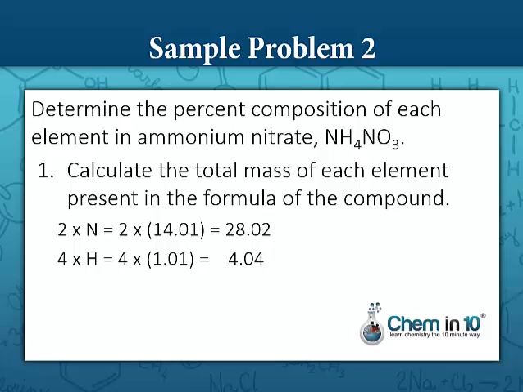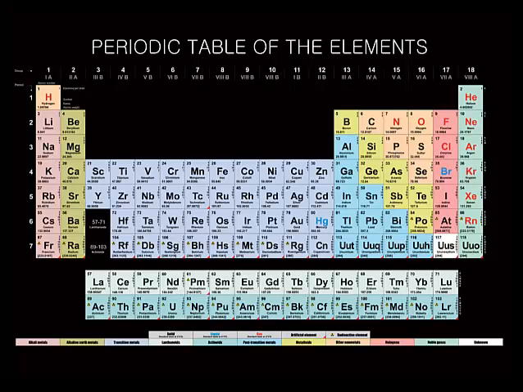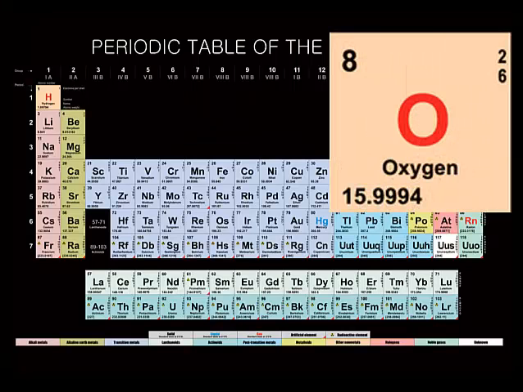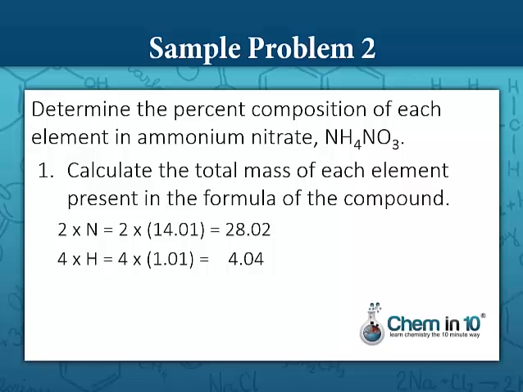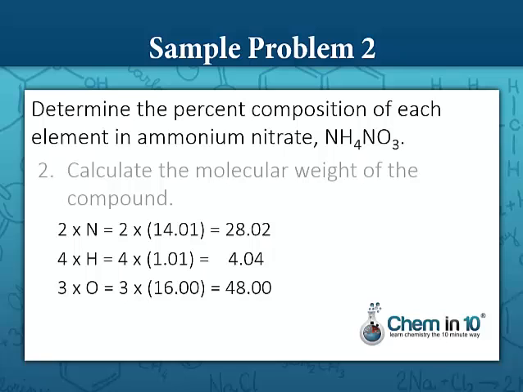And finally, we need the molar mass of oxygen. Oxygen has a molar mass of 16.00 grams per mole. And we have 3 oxygens. So 3 times 16 is 48.00 grams per mole. The next step is to calculate the molar weight of the compound, so we're just going to add these together, and we get 80.06 grams per mole.